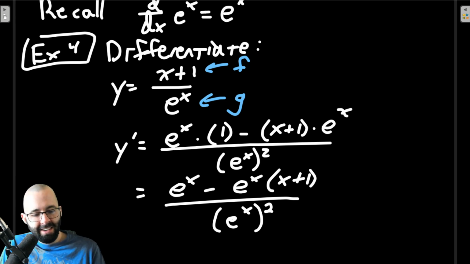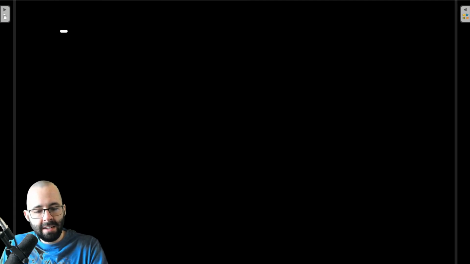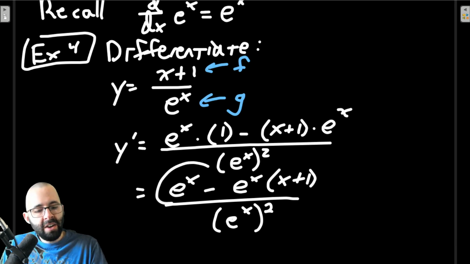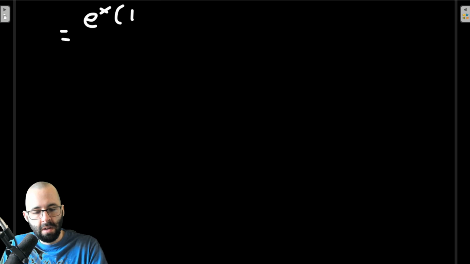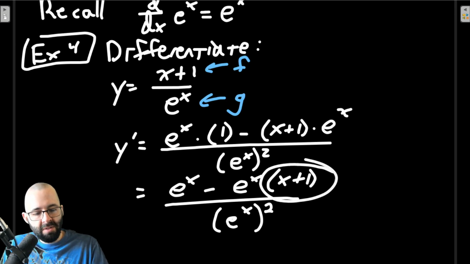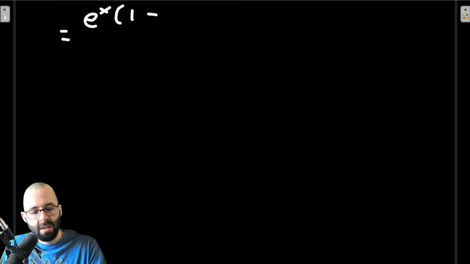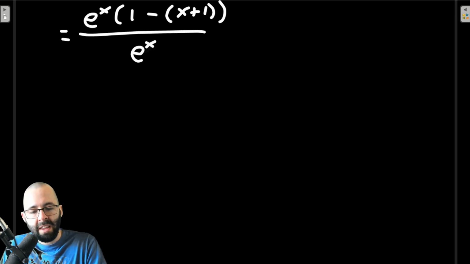Look at that. All right, so we'll have to do it on the next page, but what we're going to get is e to the x in the numerator. If we take out an e to the x, what's left? Only a 1. And then we're subtracting by what's left over, which is an x plus 1. But remember, we're subtracting the entire x plus 1, so we're going to have to be a little careful there. And the bottom, we have e to the x squared still.